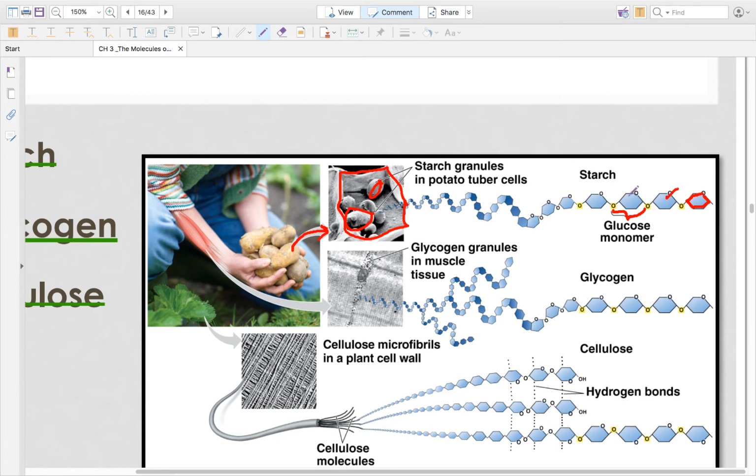And they go on and on. I mean, we're talking hundreds of thousands of glucose monomers. Okay, that's glucose. And that's starch. Now, starch is found inside of plants.